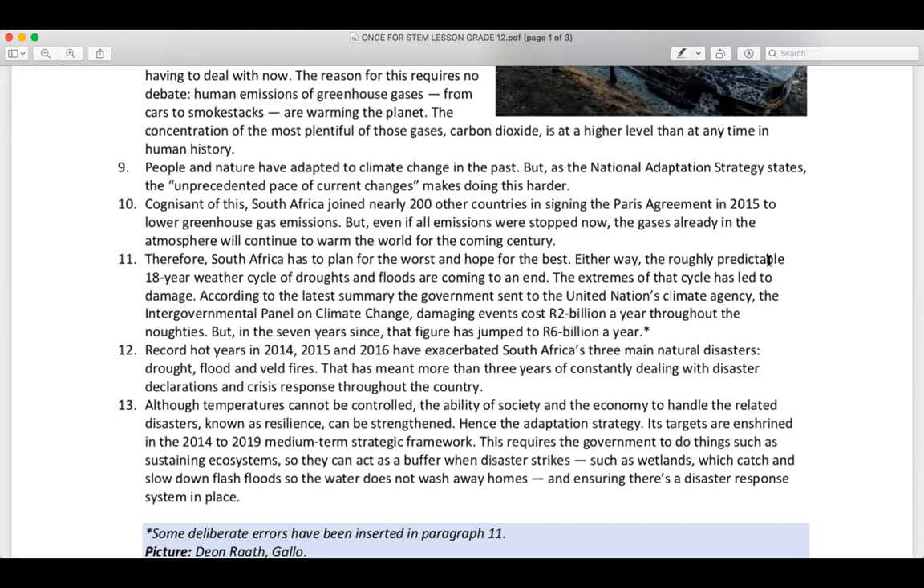Either way, the roughly predictable 18-year weather cycle of droughts and floods is coming to an end. The extremes of the cycle have led to damage. According to the latest summary the government sent to the United Nations Climate Agency, the Intergovernmental Panel on Climate Change, damaging events cost 200 billion rand a year throughout the Naughties. But in the 7 years since, the figure has jumped to 6 billion rand a year.